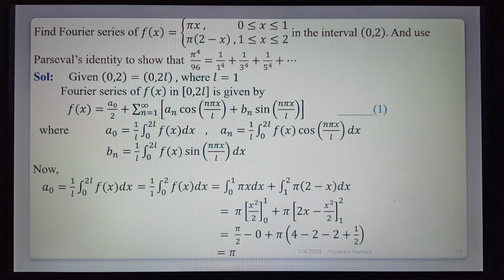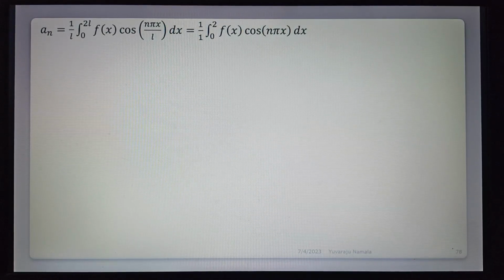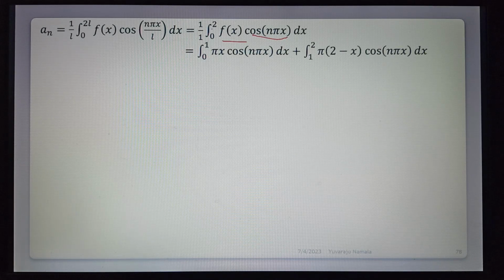Next finding an. So an is equal to 1 by L, where L is equal to 1. So that is 1 by 1 integration 0 to 2 f of x into cos n pi x into dx. So the integration is also separated: integration 0 to 1 pi x into cos n pi x into dx plus integration 1 to 2 pi into 2 minus x into cos n pi x into dx.